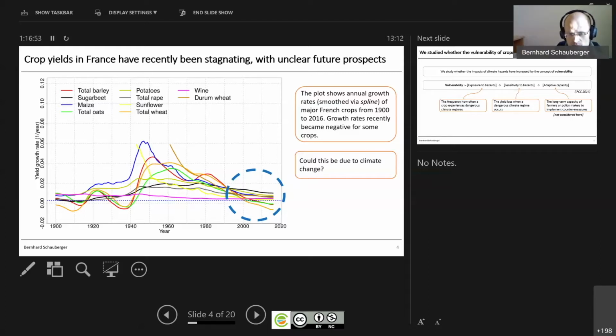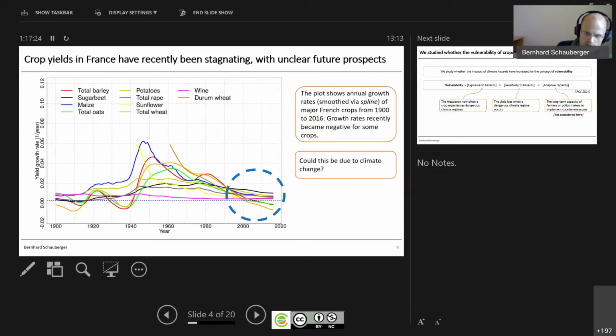And that's a bit of a problem because for a growing population and maybe even increasing demand for livestock, we need to grow more crops to sustainably feed it all. And the question is, where does the stagnation come from? There's a lot of discussion in the literature about possible reasons, and we asked whether it could already be due to observed climate change.